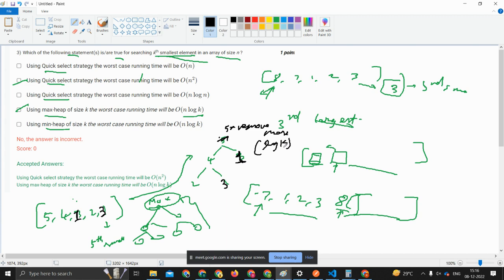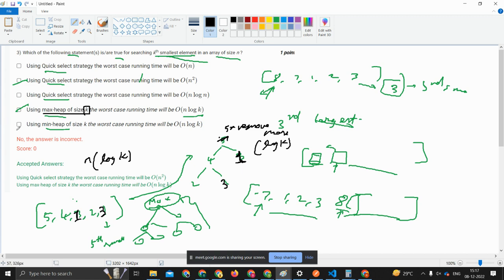And they are given log k because you just need to knock it off k number of times. See, look at this. Using max heap of size k. So n is the total number of elements. If the size of the heap is k, then you will take log k times to restructure it. Correct? So n into log k. So that's how this option is correct.